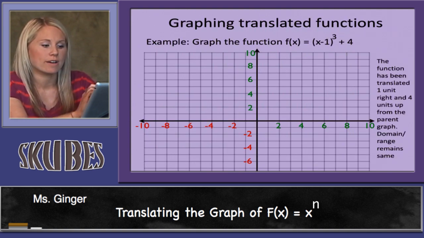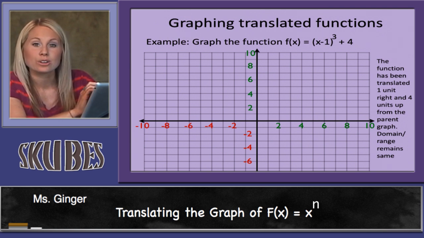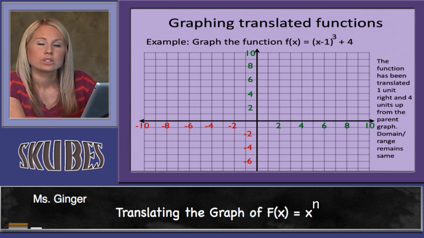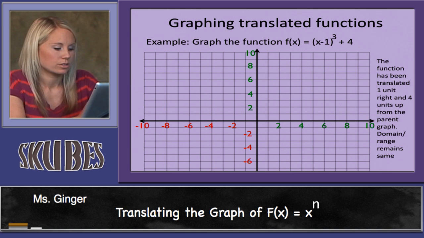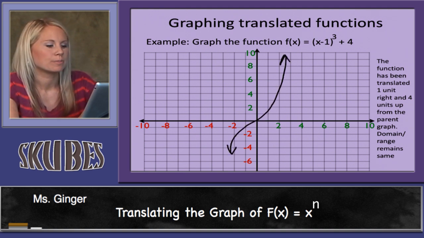So let's practice graphing one of these. We've got f of x equals (x minus 1) cubed plus 4. So first of all, we need to recall which type of parent graph we have. We've got the cubic. So let's draw what the parent graph would be in here in sort of a black color. So it's going to look something like that, little snake-like figure.